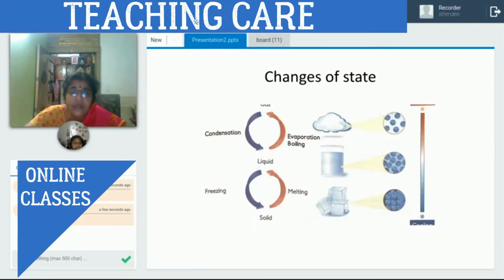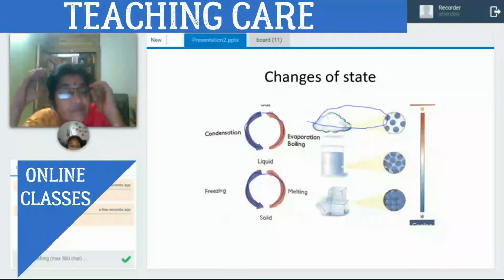So in this picture, can you explain this picture to me? So look, evaporation or boiling changes liquid into gas, and gas changes into liquid by condensation, and solid changes to liquid by melting, and then it will freeze when we put it in a freezer. And the cloud is a gas. Okay. Then after condensation, that gas will become liquid. That is called rain. So I will explain one thing to you.